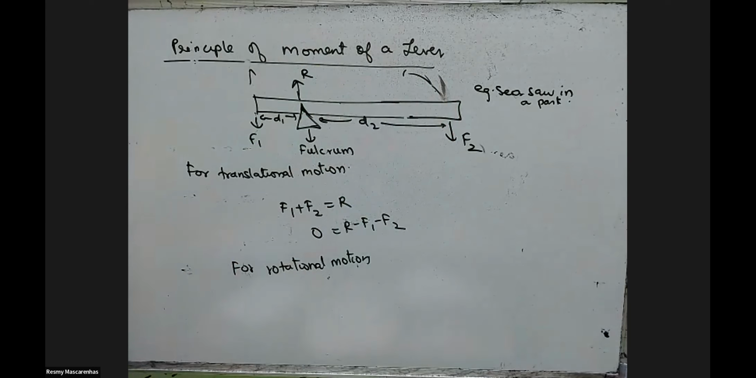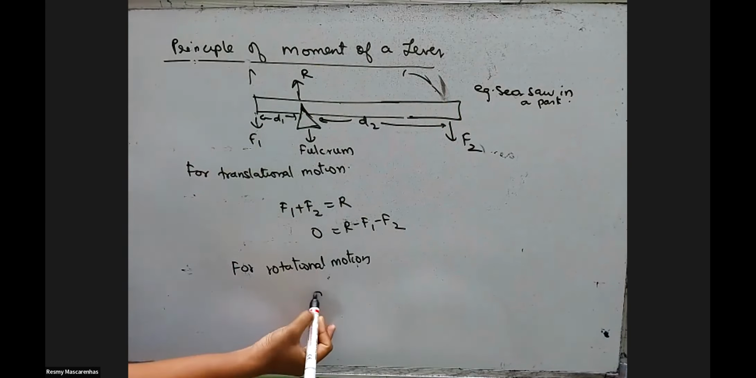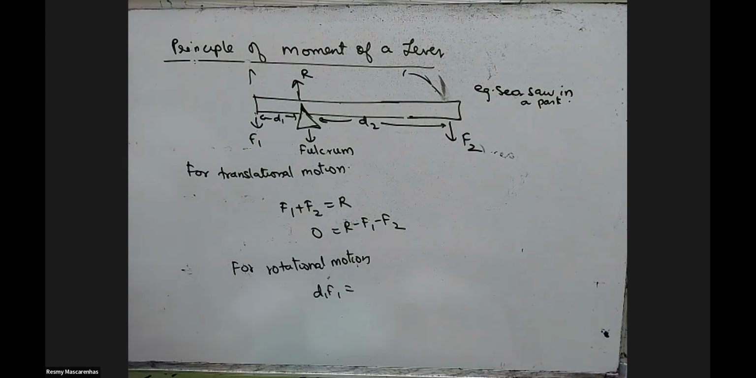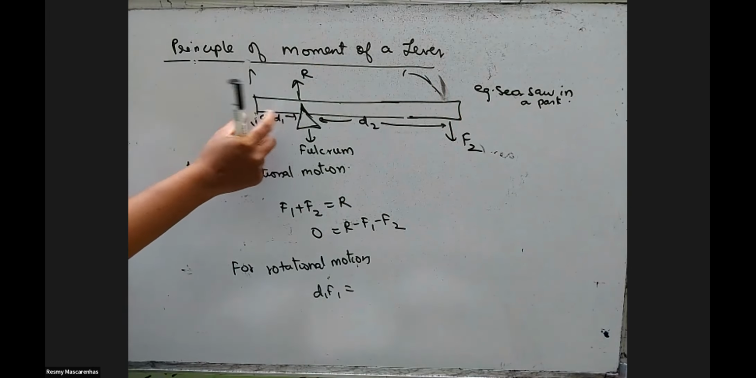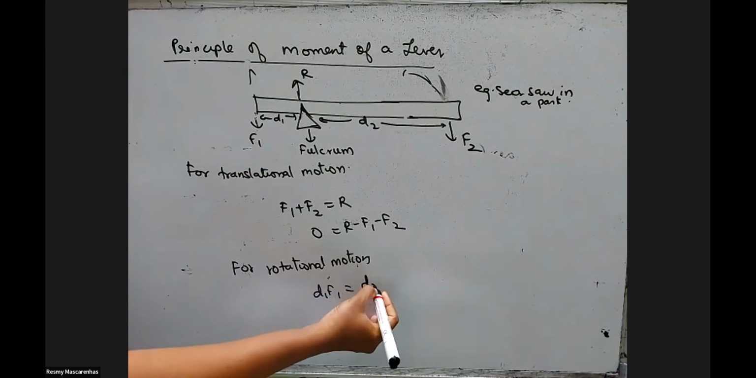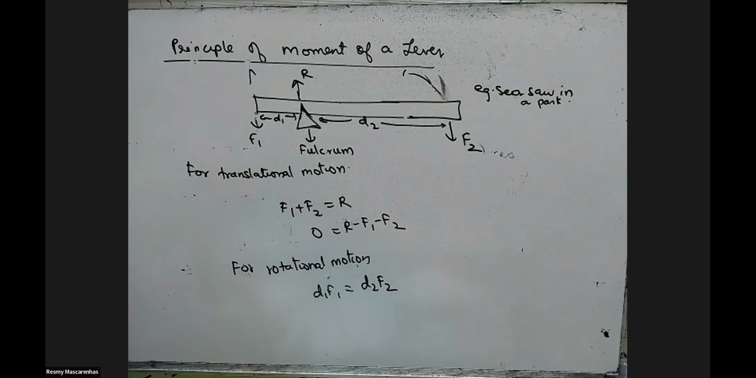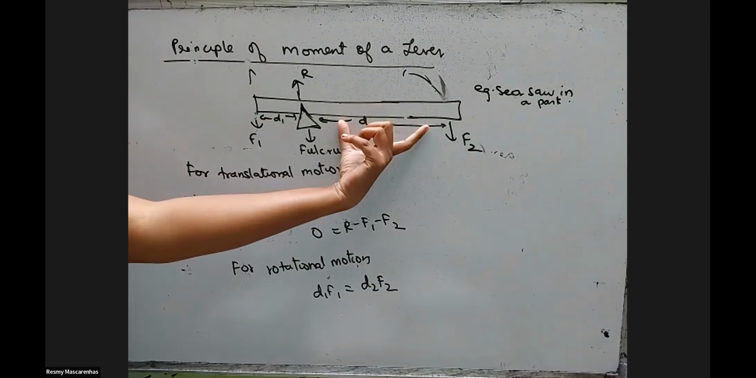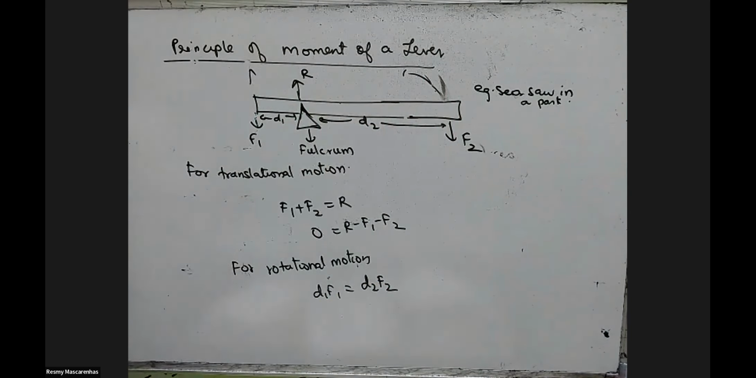If it was like that, for rotational motion, d1 F1, because it always matters with the distance from the point of the force, will be equal to d2 F2. This force will always balance out with this at equilibrium.